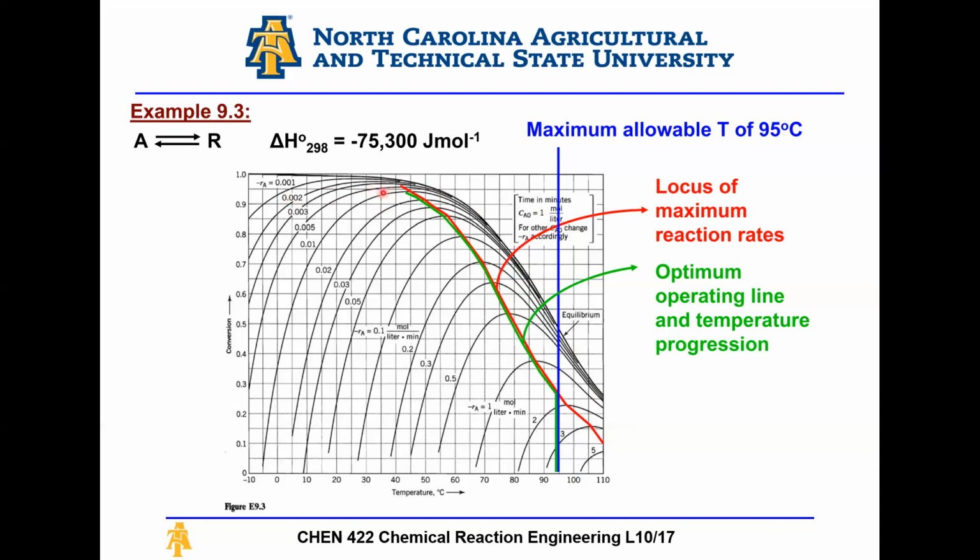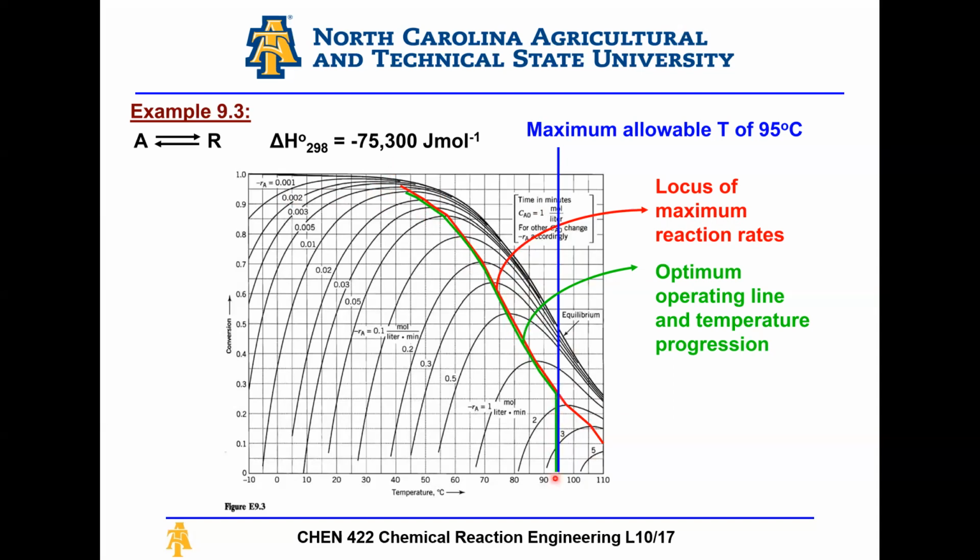Okay, so I'm going to draw a line just joining all the maximum points of all these curves. Just join them with a line, and this will be the locus of maximum reaction rates. And this will be the line where I want to operate. This is the optimum operating line for temperature progression for the case where I have a reversible exothermic reaction.